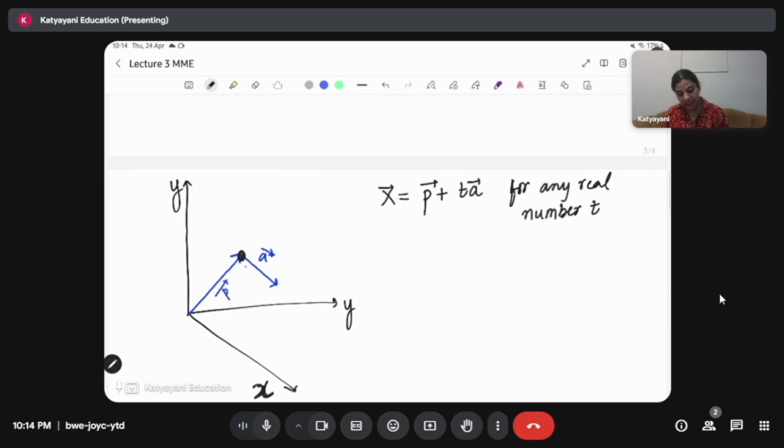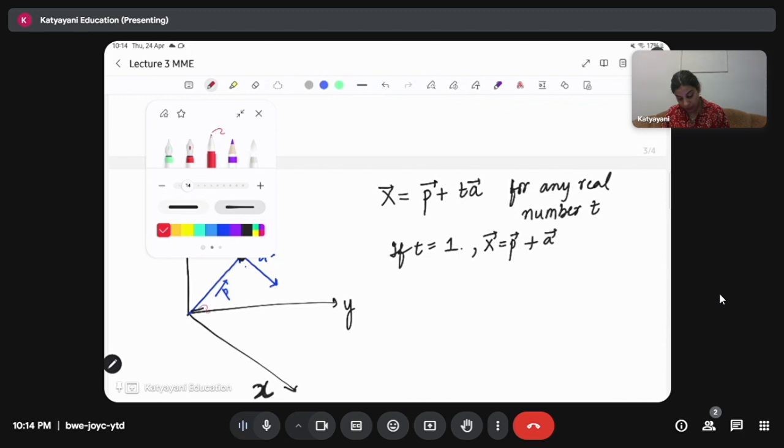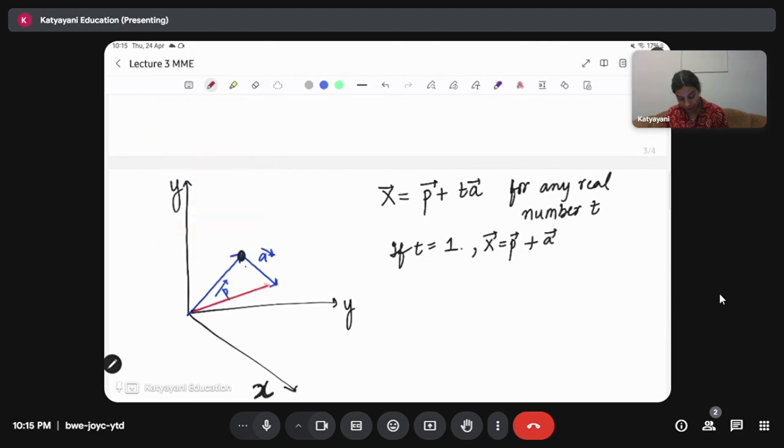Let's see. Suppose T takes a value 1, right? Suppose t takes a value 1, then what would I have? If t is 1, then x would be equal to p plus a, right? So x would be equal to this. So let me use another color. So x would be equal to this, p plus a, right? So this would be my x. So that is 1 point on the line. If t takes a value half, then I would be somewhat here. So my x would be this. So this is 1 point on the line.